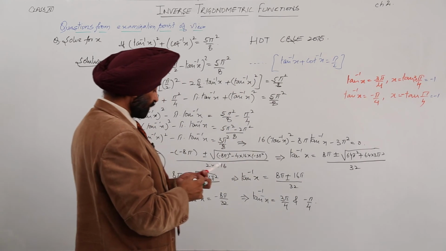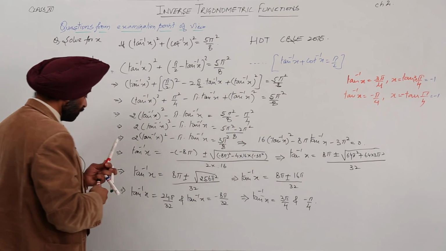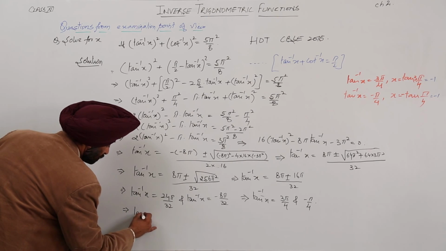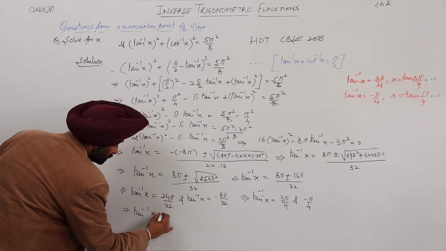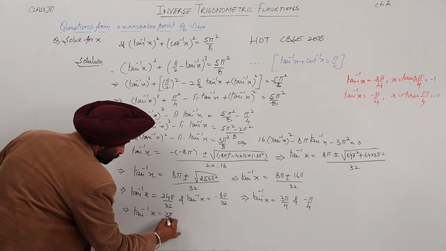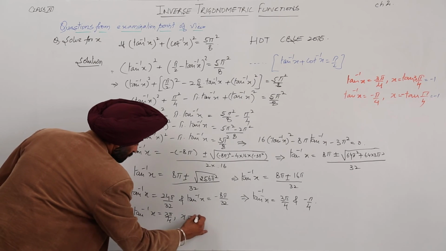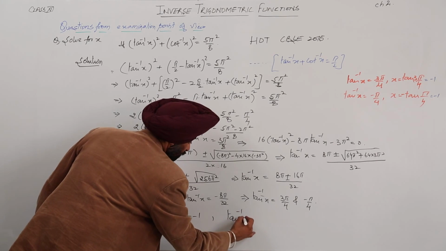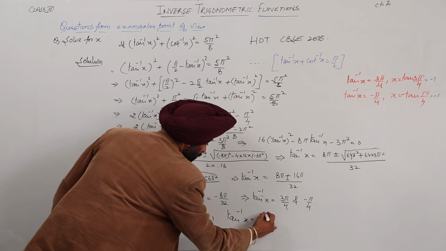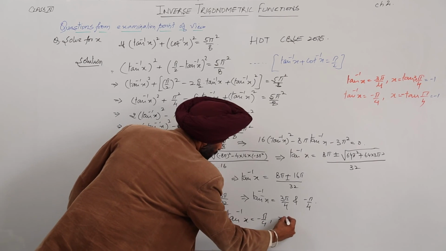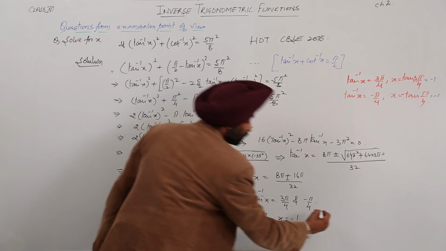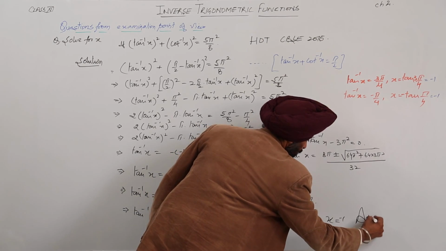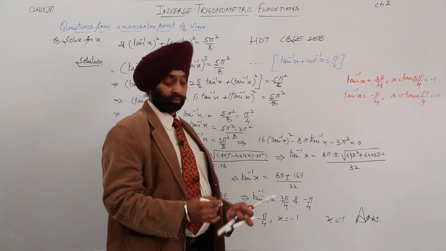Okay. So you can write it here now. tan inverse x is equal to 3 pi by 4 and x is equal to minus 1. Also tan inverse x is equal to minus pi by 4 and x is equal to minus 1. So x is equal to minus 1 is our answer. Okay.